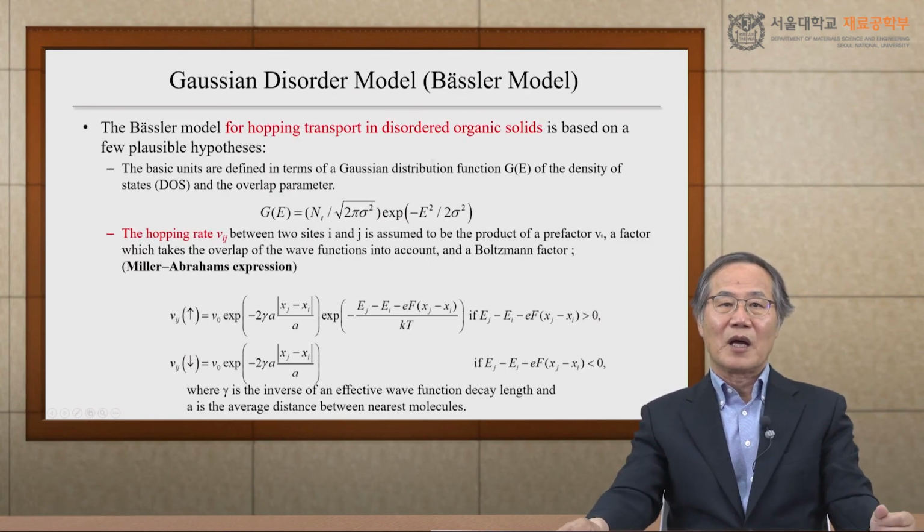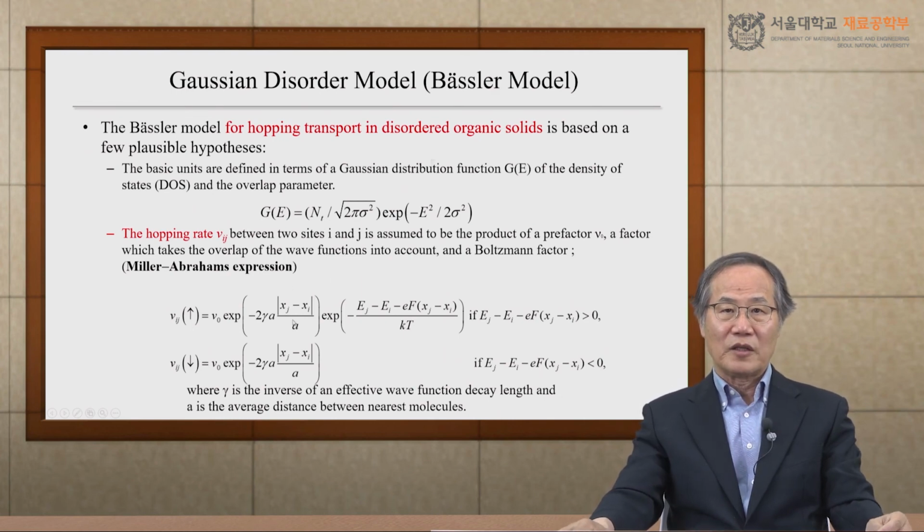Miller, Abrahams, and Bässler developed a model to describe the charge transport in these disordered organic semiconductor solids. First of all, Bässler assumed that the density of states can be expressed by a Gaussian distribution, where sigma is the standard deviation of the Gaussian function, and so on. So this is the total density of states there.